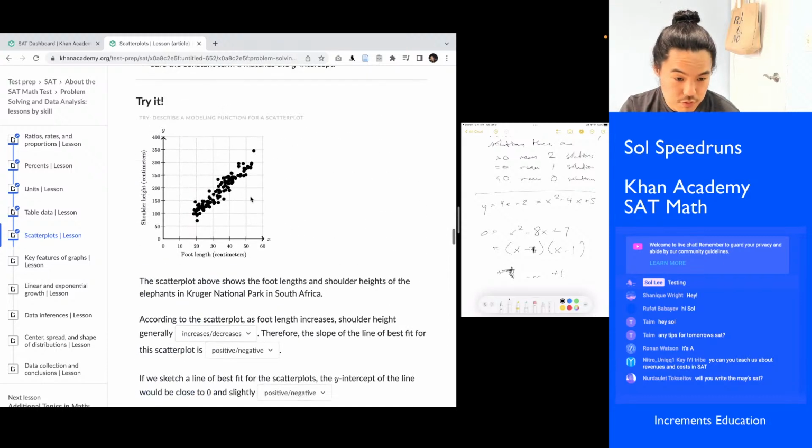That is very persuasive data, though. Whatever this is, this is very persuasive data. Foot length and shoulder height. It's very persuasive that there's an actual trend.